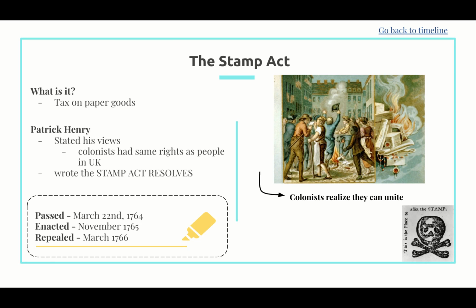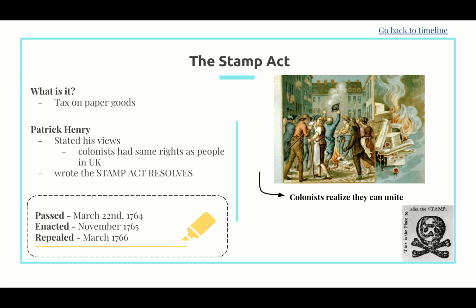So on March 22nd, 1765, it was passed to be initiated in November, and the colonists were enraged, as Parliament was not consulting with the colonies before implementing. This led to somebody called Patrick Henry, who was very vocal about his views. The colonists had the same rights as people in England, and this involved taxes. So he wrote something called the Stamp Act Resolves that was sent to Parliament, which is basically the British government.